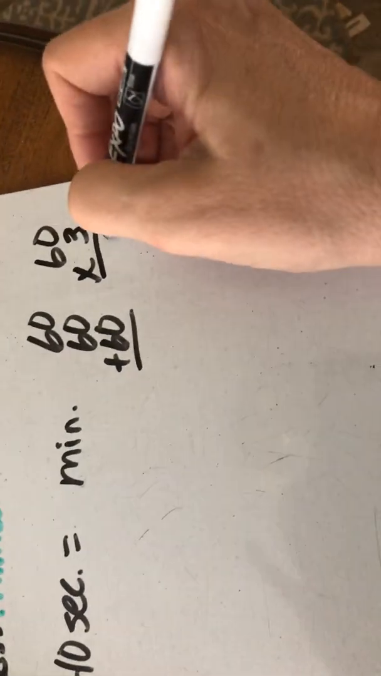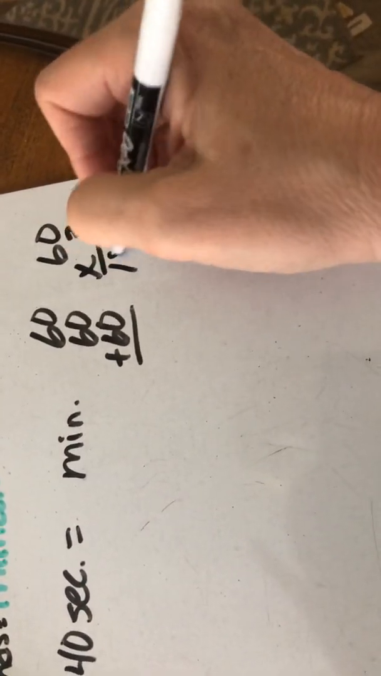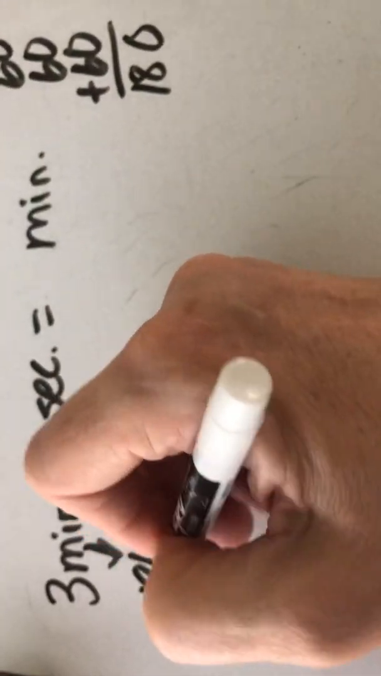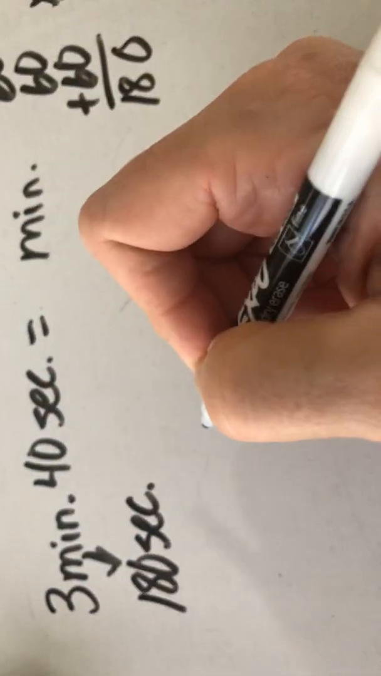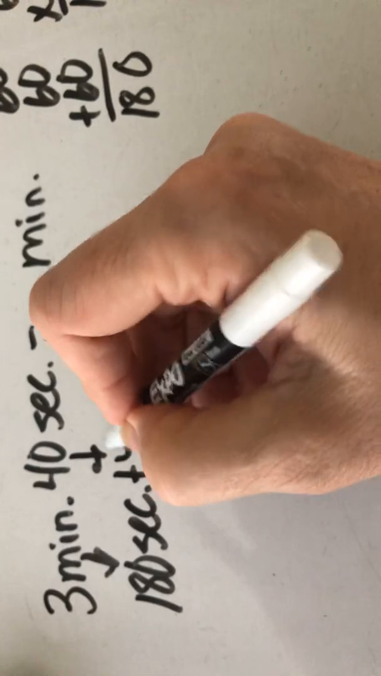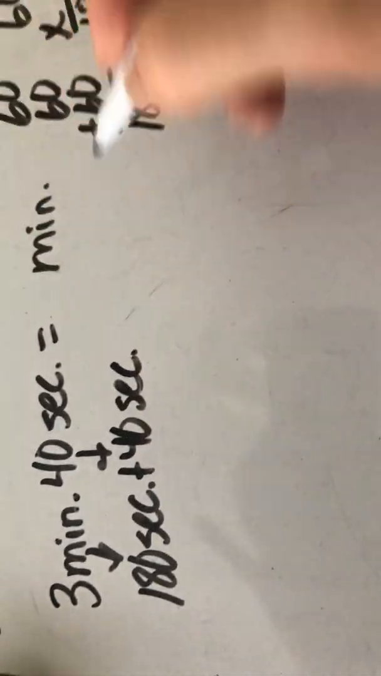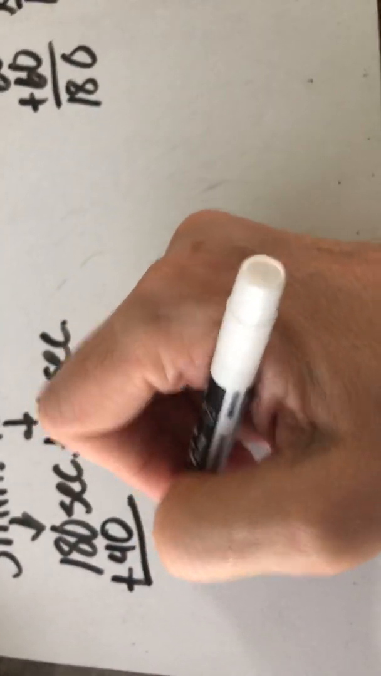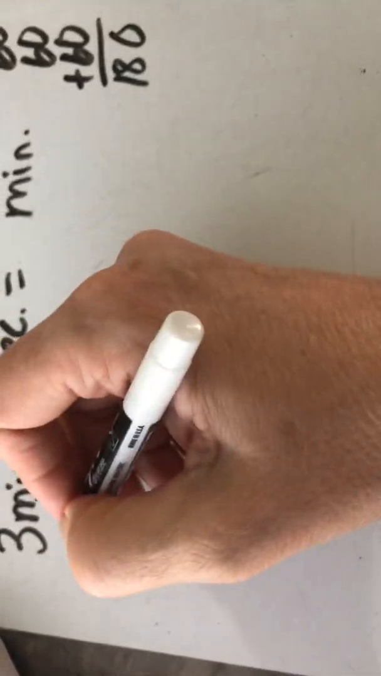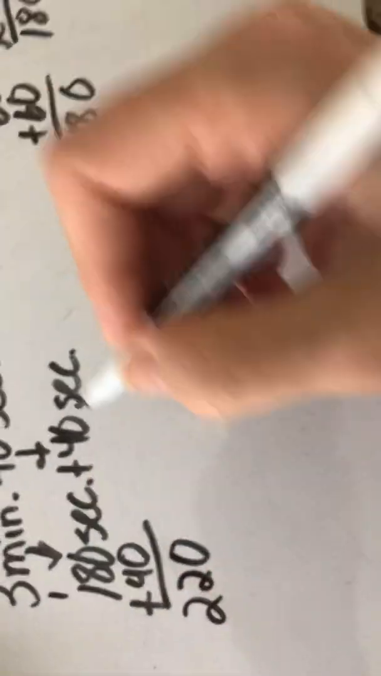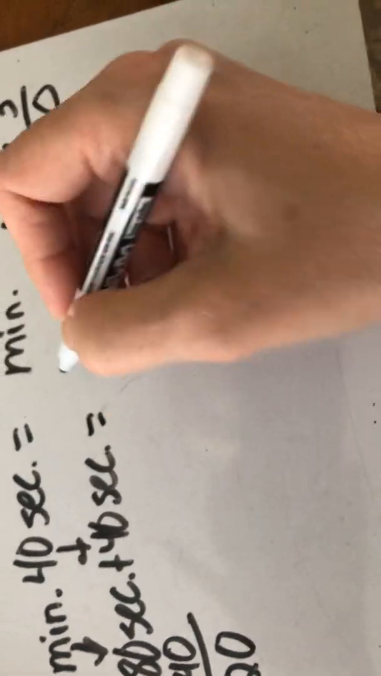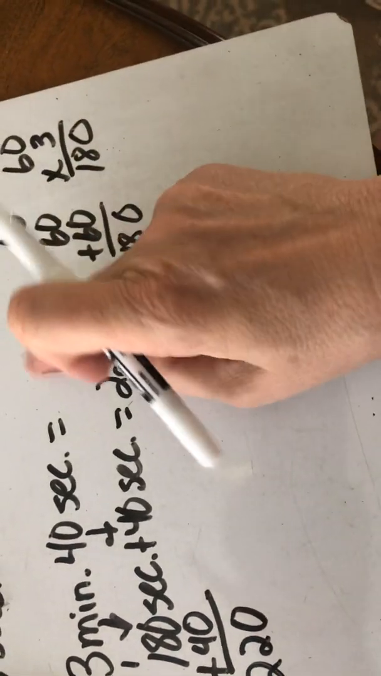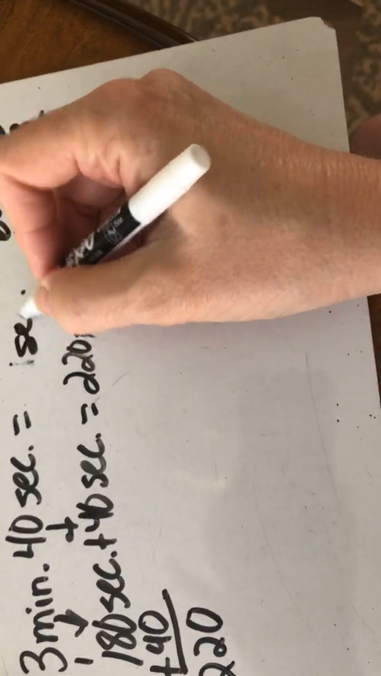0 times 3 is 0. 6 times 3 is 18. Or again, if you wanted to add them. But either way, you're going to get 180 seconds. And we've got to bring down the 40 seconds that we've already had. Add those together. 0 and 0 is 0. 8 plus 4 is 12. Carry my 1. 1 plus 1 is 2. So 3 minutes and 40 seconds equals 220 seconds. Oops, and I'm wrong over here. These should be seconds.